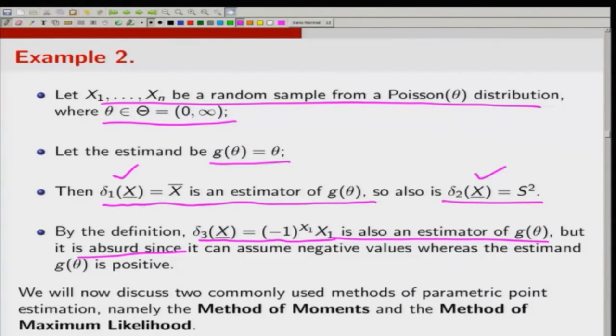Now we'll discuss two commonly used approaches to estimate an unknown parameter. The first of them is the method of moments, and then we will discuss the method of maximum likelihood.